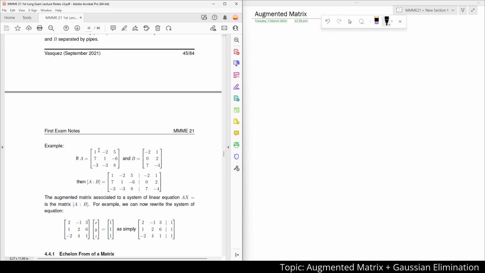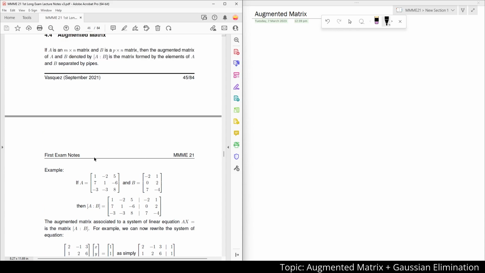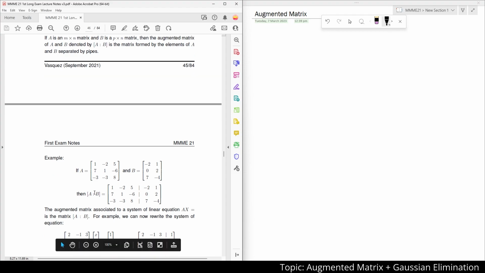So, augmented matrix, A is a 3 by 3 matrix. This is a 2 by 3 matrix. Okay? Then, AB is this one. 1, negative 2, 5, 1, negative 5, negative 2, 1, negative 1. So, pinagtabi lang natin siya. Yun lang yung augmented matrix. Okay?